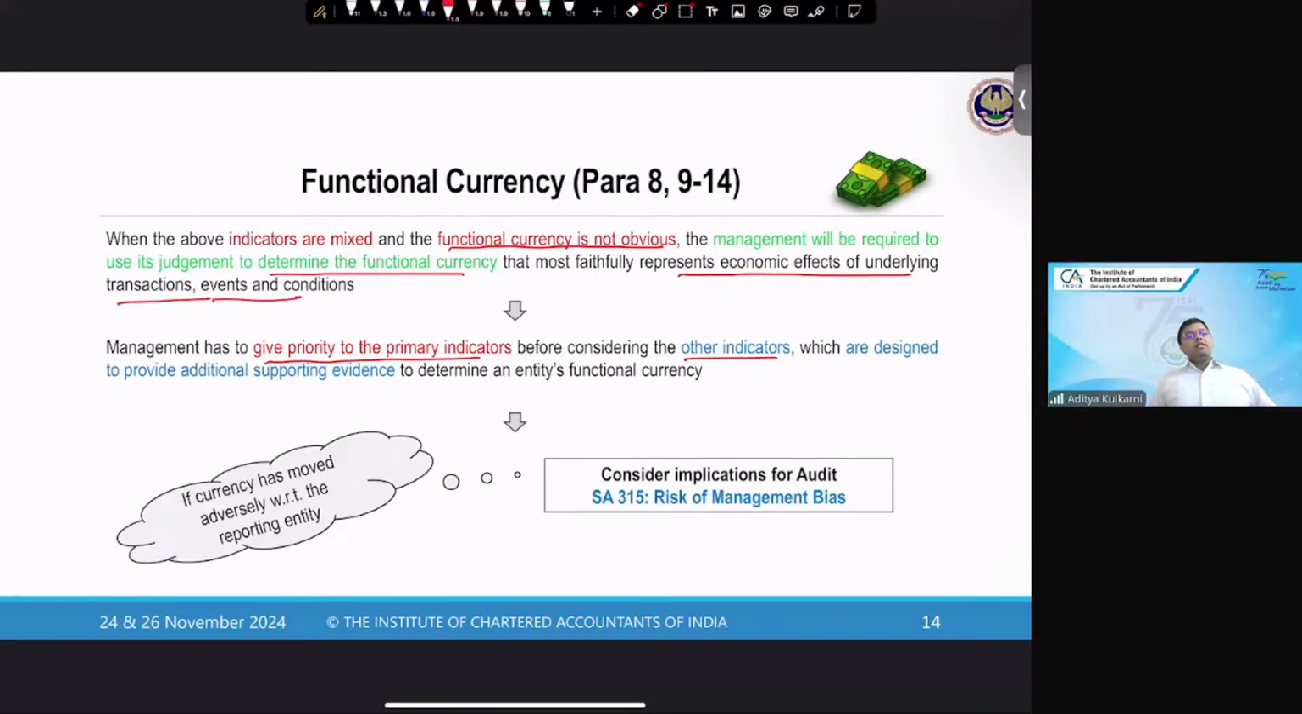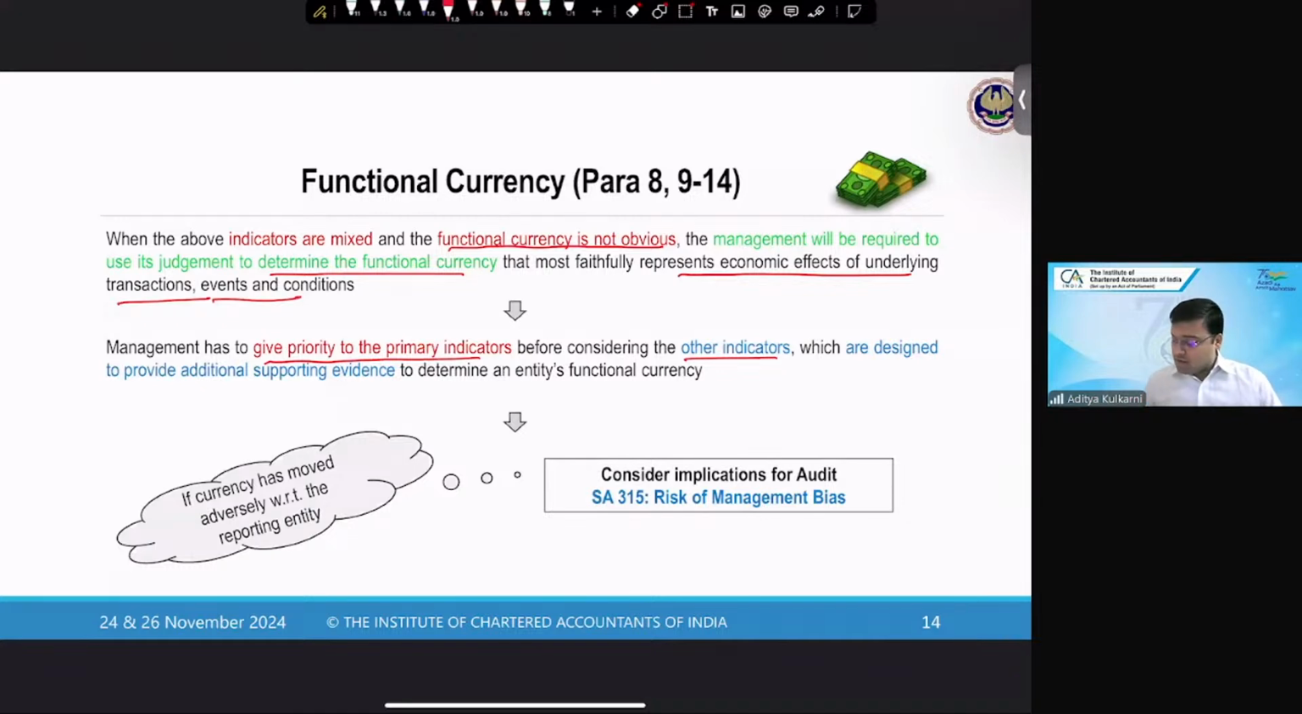Typically, what happens is that management will want to report as its functional currency the currency that has not moved adversely. So management wants to report a currency which has not moved adversely as its functional currency. That is very common.